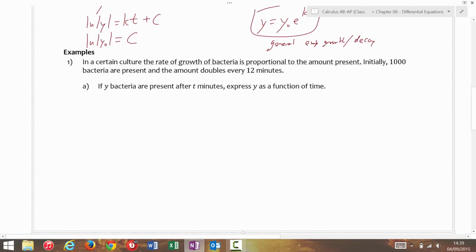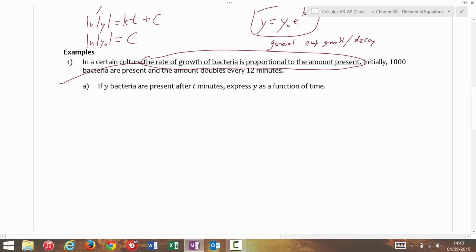But anyway, example 1: if in a certain culture the rate of growth of bacteria is proportional to the amount present. That statement is underlined because that tells you that you're going to be using some version of dy/dt is equal to ky.